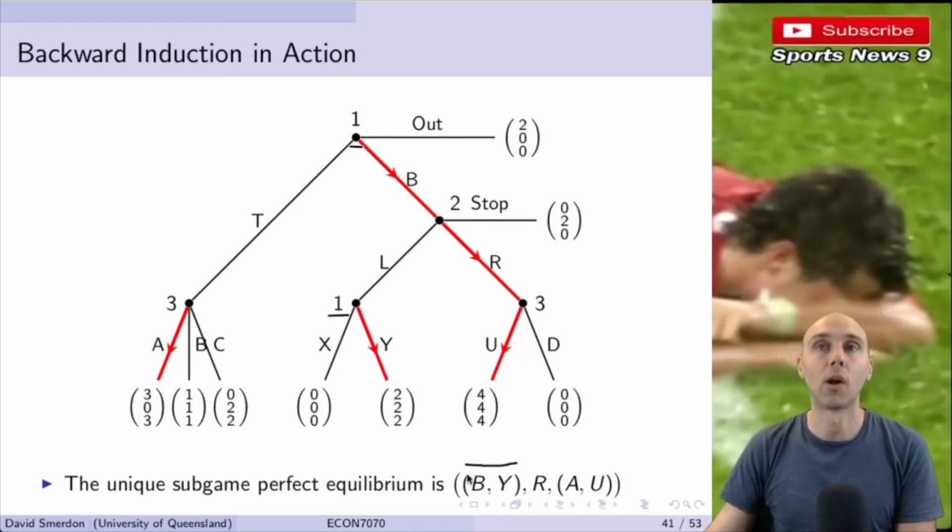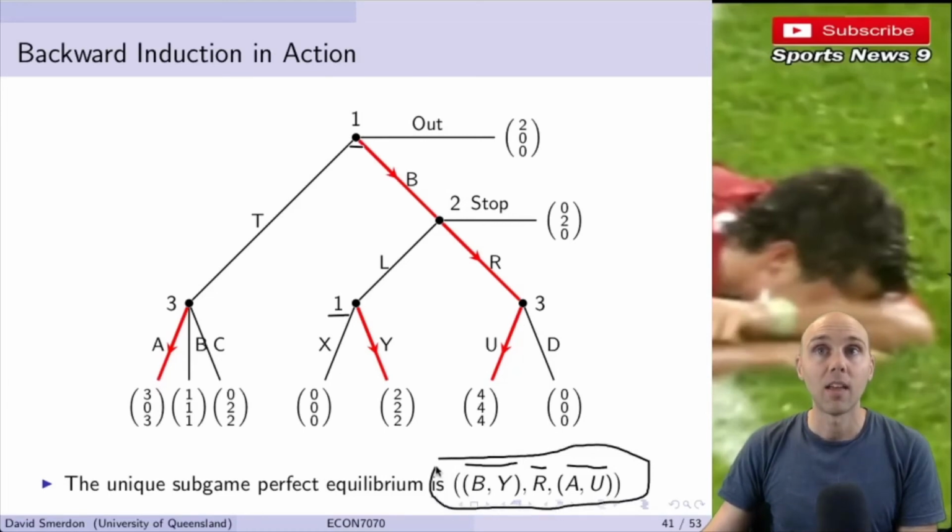It's what player 1 should optimally do at the first decision node and the second. At the first, we know it's B. At the second, we know it's Y. So we need both. We need B and Y. Now, player 2 only has one decision node, so we only need to specify R. But again, player 3 has got two decision nodes. At the first one, player 3 is playing A. At the second, player 3 is playing U. So basically, we need to be able to convey all the arrows that we find from the backward induction method in how we write the unique subgame perfect equilibrium.